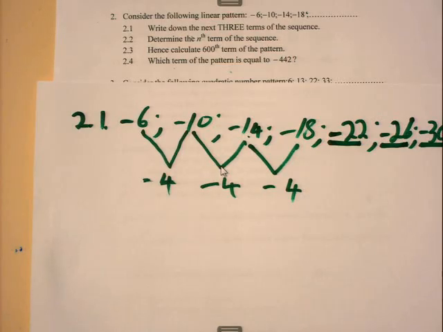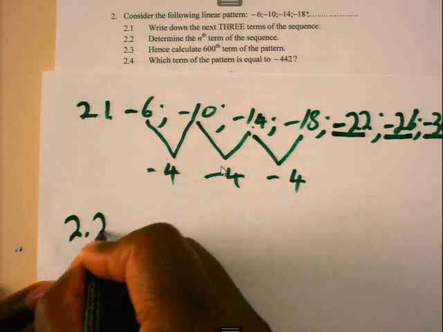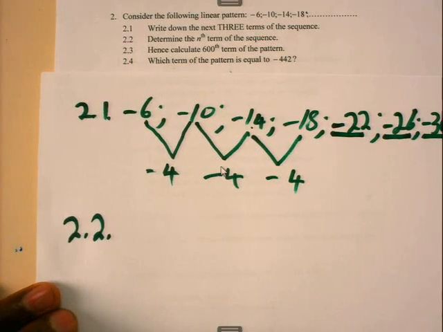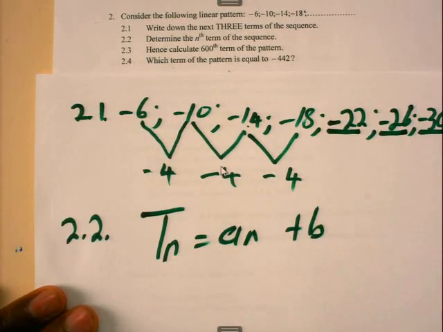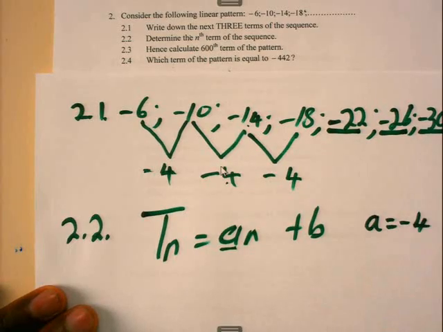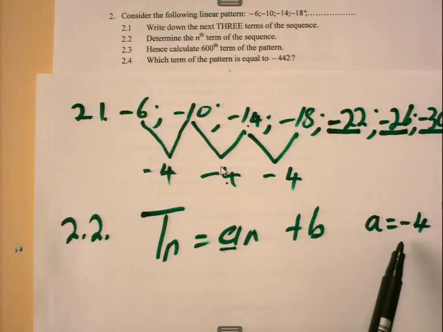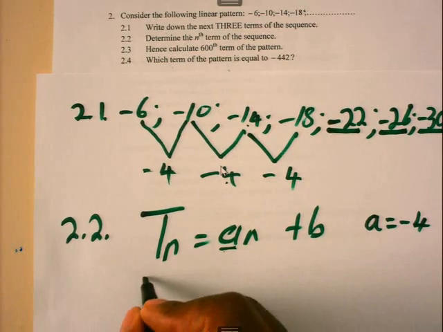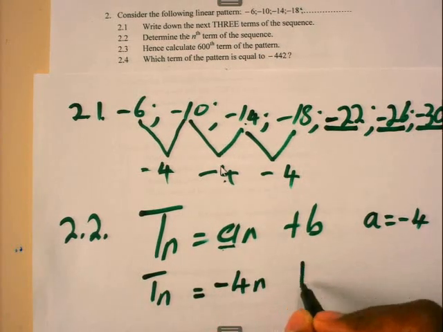The next question, 2.2. Determine the nth term of the sequence. If you remember very well, I said that the nth term is given by the formula an plus b. What does this a represent? A represents the common difference, which here is -4. So we substitute the value of a by -4. Therefore, the nth term will be -4n plus b.